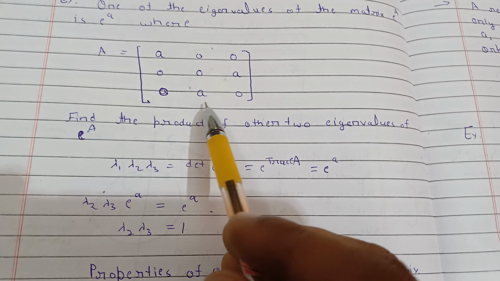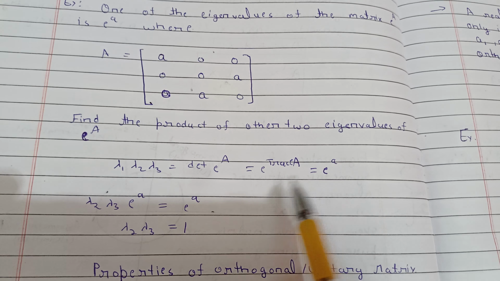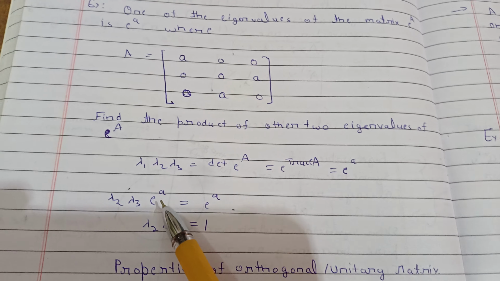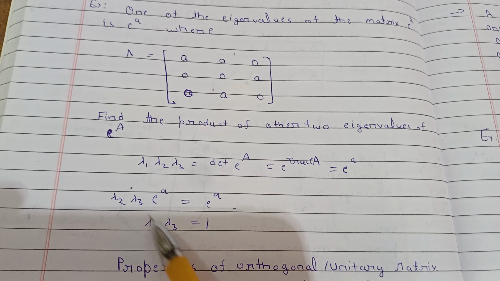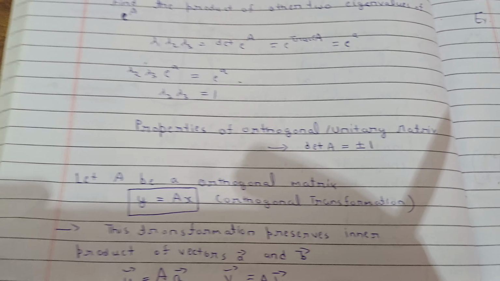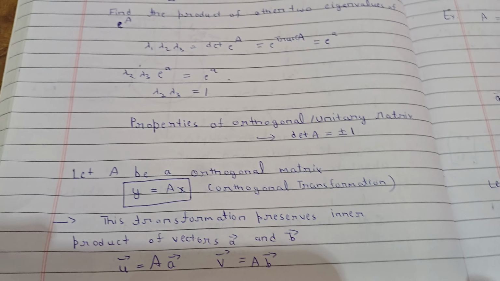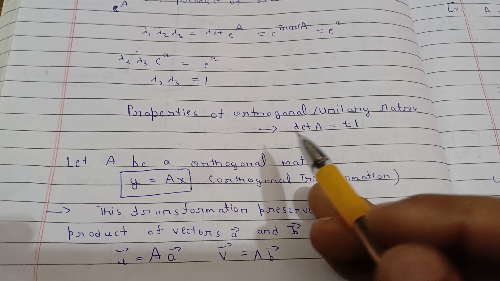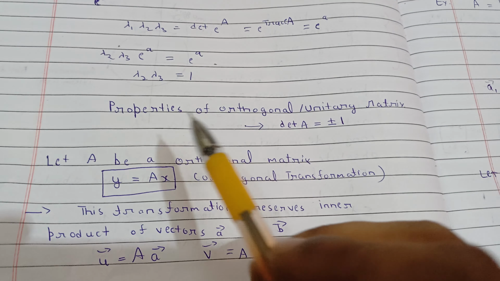A plus 0 will be A, so it will be e to the power A, and 1 lambda is given, that is e to the power A, so put it here, it will cancel out, and the other two product will be equal to 1. So that's how you can solve. So just use these properties and try to solve more and more problems based on these properties, and you will be able to solve any type of questions.